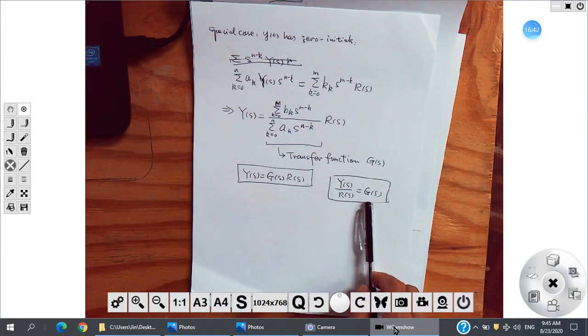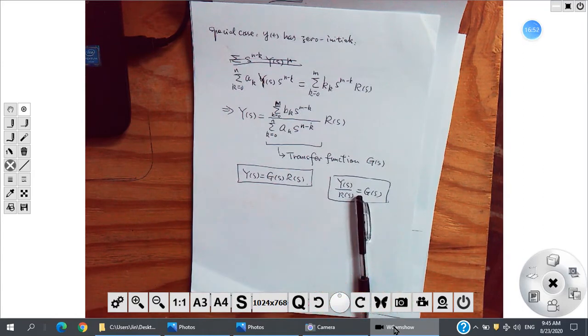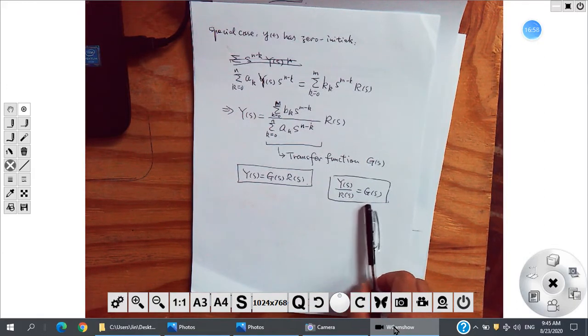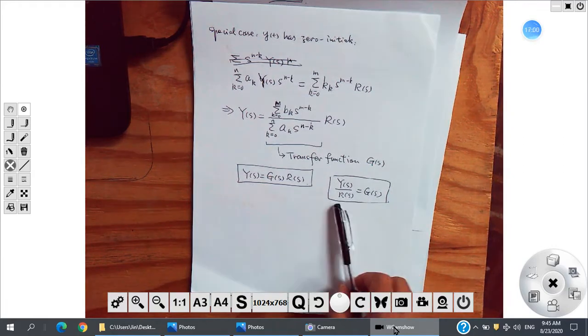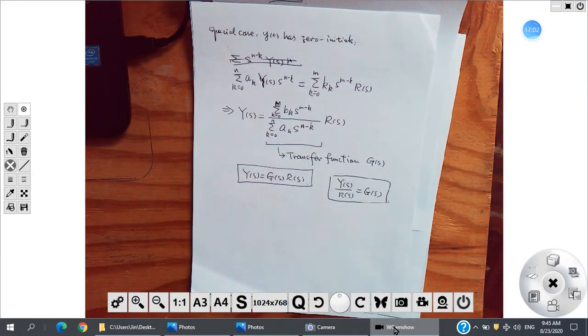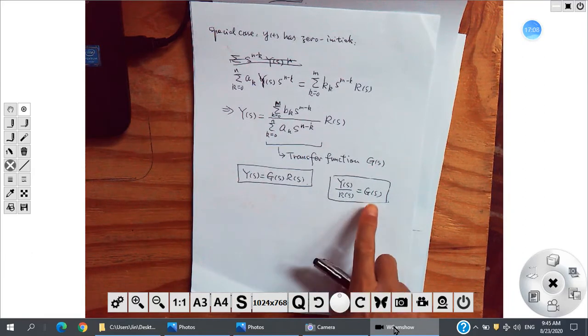So in this case, you have a system. The system is built inside some box. You cannot open the box. Then how do you know what the system is? You want to know the transfer function of the system. Then you can give input R and measure the output. So you know the input and the output. Then go to the s domain, and you can find the transfer function of the system.